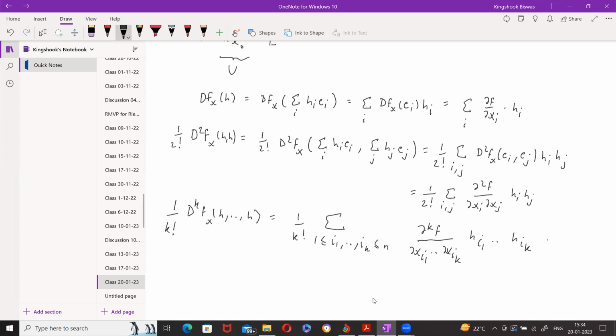Yes. Yeah, it is fine. Okay, so same calculation as for the first and second derivative. So this is how the Taylor theorem, the way I've stated it, gives you an expansion of a polynomial of degree k plus an error term, which is little o of norm h to the k. All right, that's the Taylor theorem.